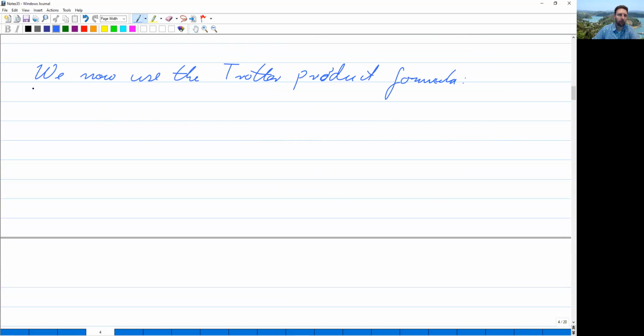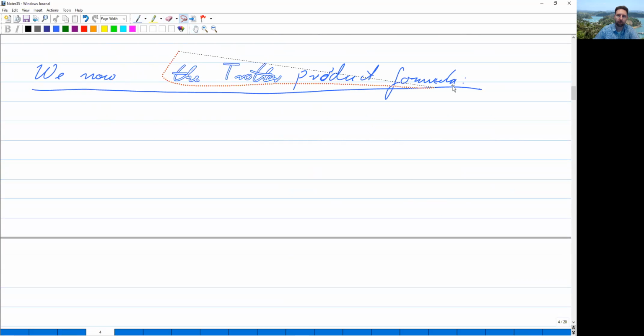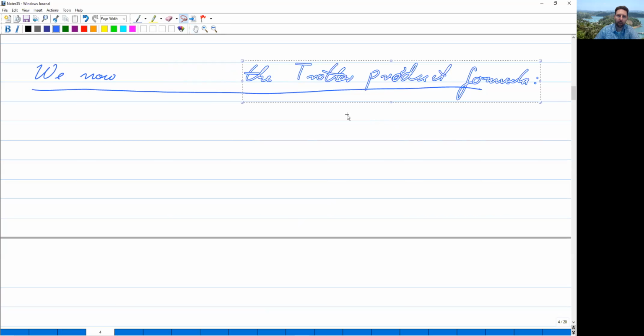How does this work? Or I should say, introduce. We now introduce, because we are going to use it soon enough, but this is the introduction of it: the Trotter product formula.